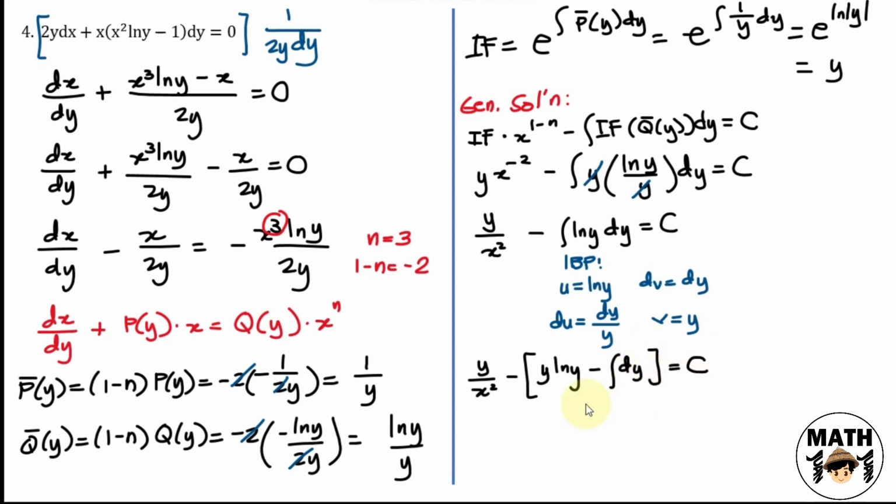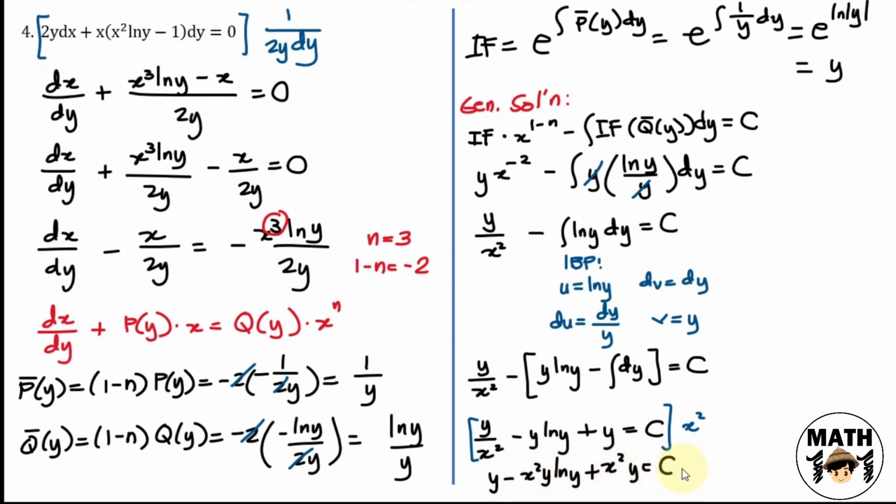equals c. Distribute natin to and kunin na rin natin to. Y over x squared minus y ln of y. Negative times negative is positive. Integral of dy is just y equals c. Then multiplying the whole equation by x squared, we'll now get y minus x squared y ln of y plus x squared y equals c x squared.